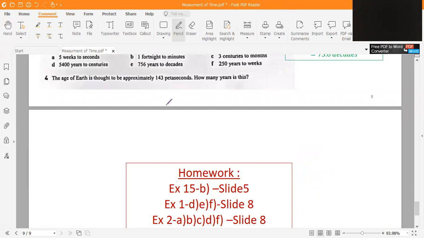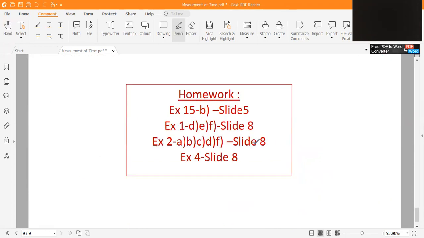To complete the exercises, you can have as homework the rest of the exercises that we have in our textbook.